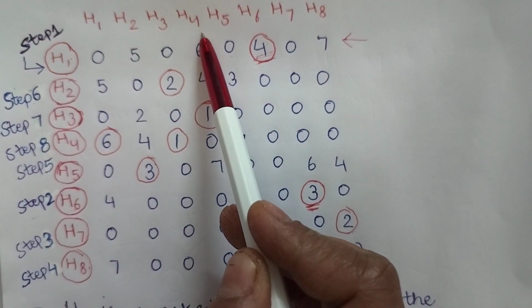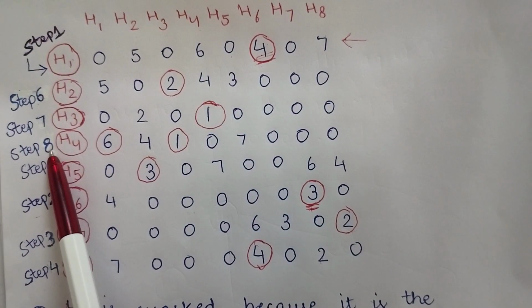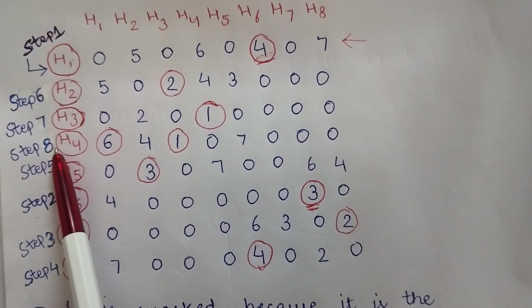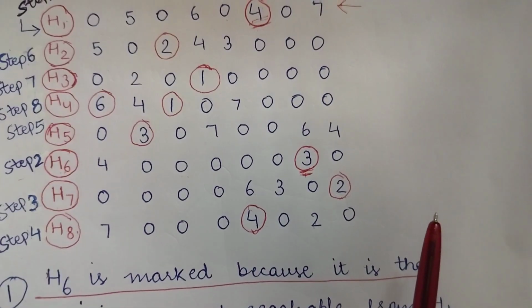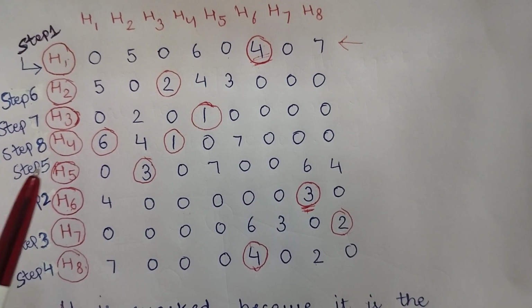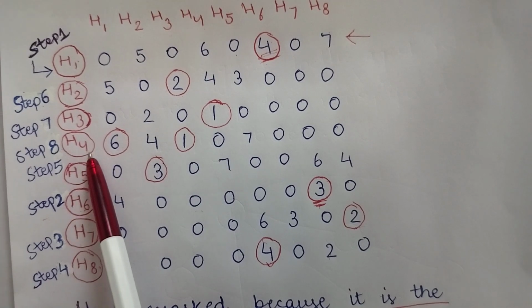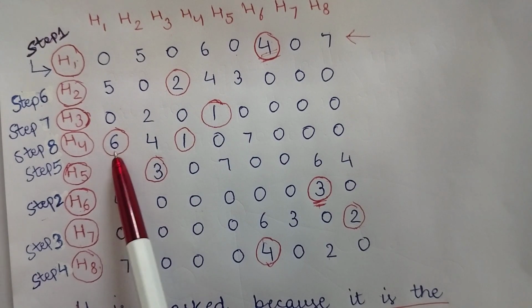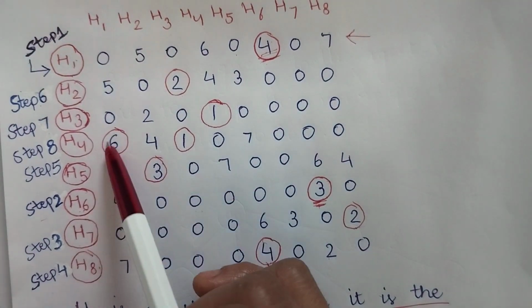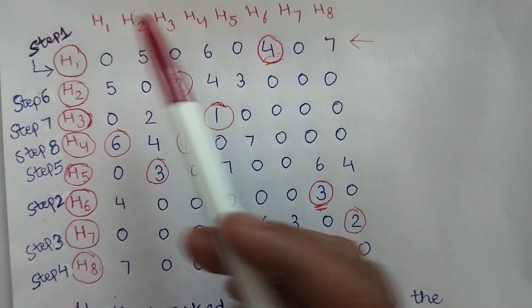Since H4 is the minimum cost area from H3, now we will find the minimum cost area for H4, which is your step 8. The minimum cost area from H4 is your 6, which is your H1, because you have to reach back to that location. The intent is to reach back to that location from where you started.